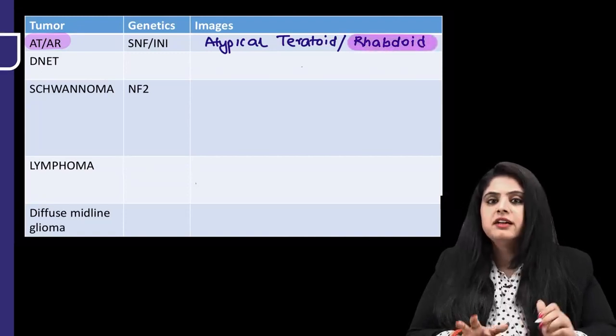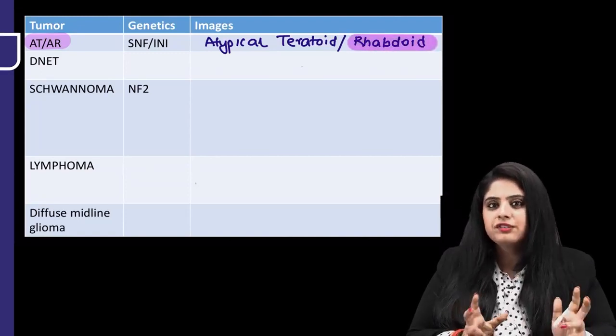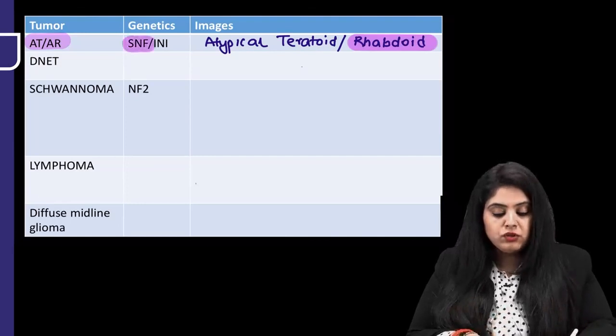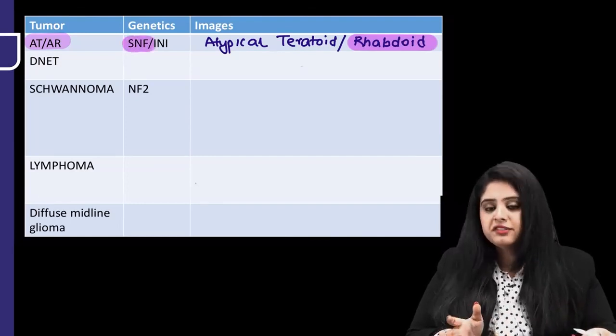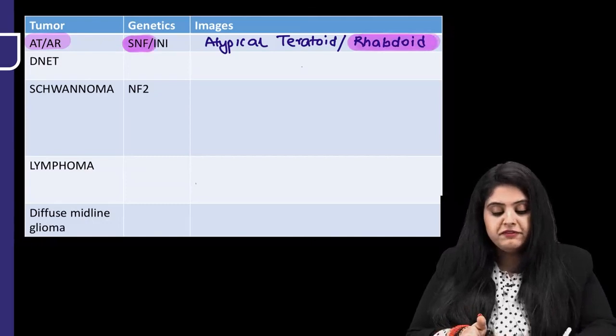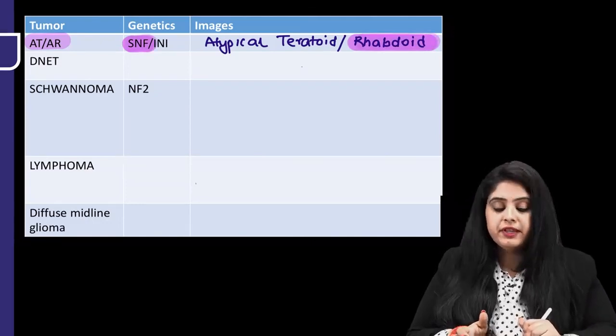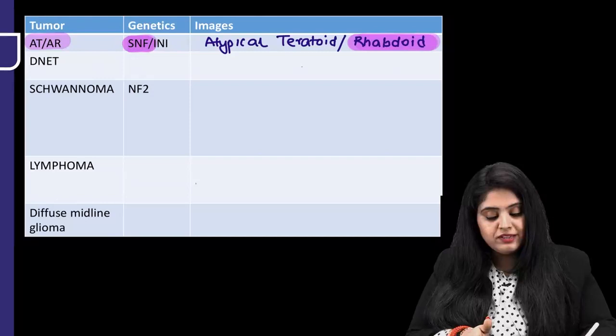Rhabdoid means rabies, rabid dogs is rhabdo. So rabies dogs sniff. Dogs sniff. So in rhabdoid, SNF gene mutation is going to be there. Coming to the next, there is something known as DNET.